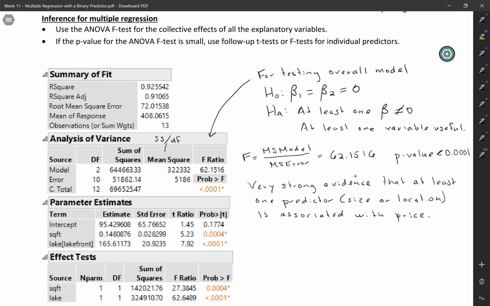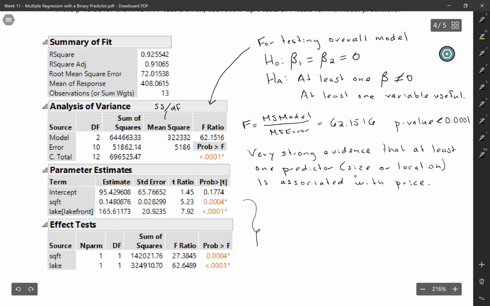So we always start off with using the ANOVA F test for the collective effects of all the explanatory variables. The reason we do this first, instead of jumping straight to the individual tests, is that we don't want to have an inflated type 1 error rate from doing a bunch of individual tests at the beginning. We test the overall model first, and then if the p-value is small, we follow up using t-tests or F-tests for the individual predictors. For the follow-up tests, we can use the values from the parameter estimates table, or we can use the effect test estimates. Notice that right now these are really giving us the same information. If you take the t ratio, like 5.23 for size, and you square it, then you get the F ratio.